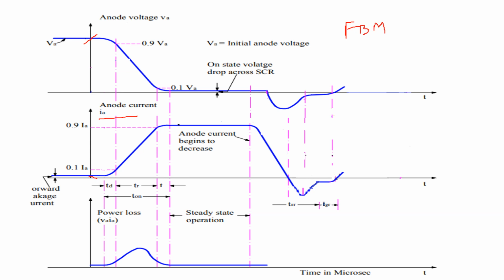Initially SCR is in forward blocking mode. In forward blocking mode it acts as an open switch. Under open circuit condition, voltage value is maximum and current value is minimum. Due to this concept, initially we consider voltage is 100% and current is the forward leakage current. This is about the characteristics of SCR. Thank you.